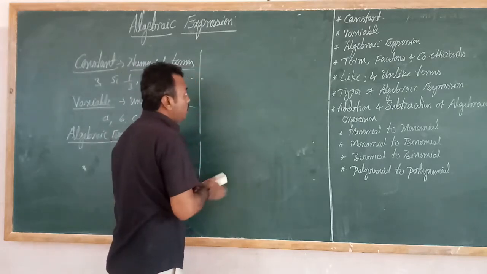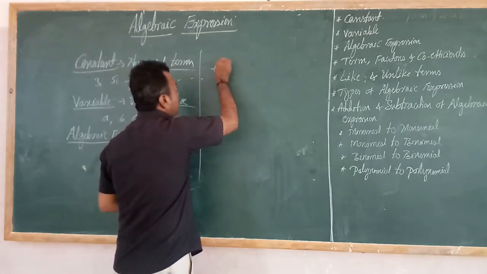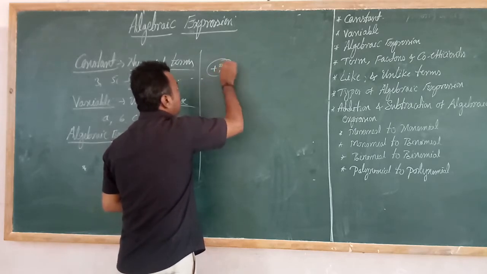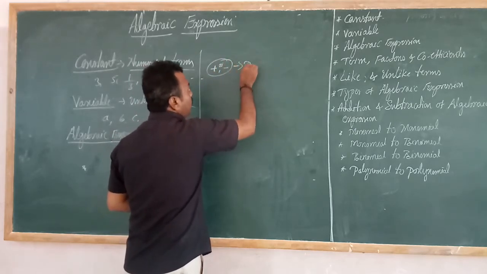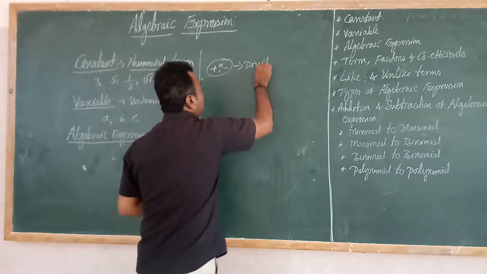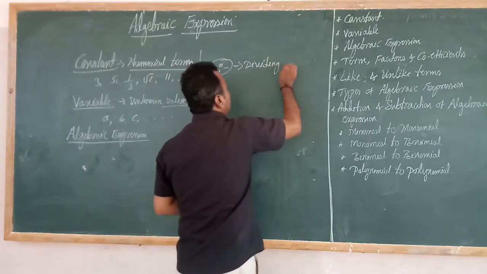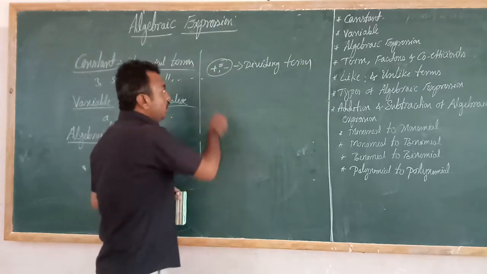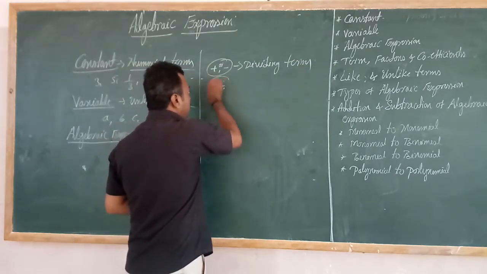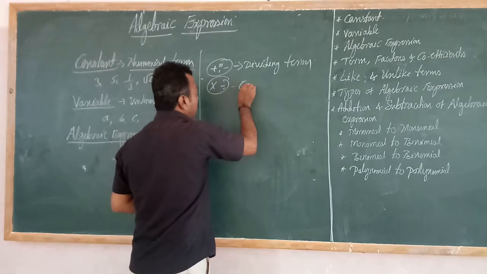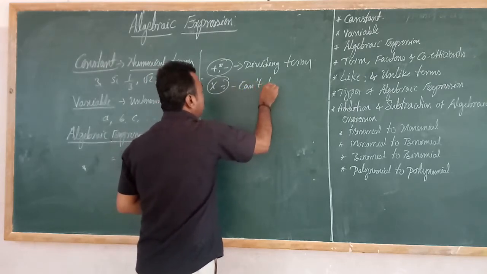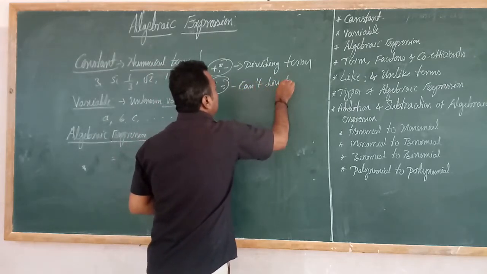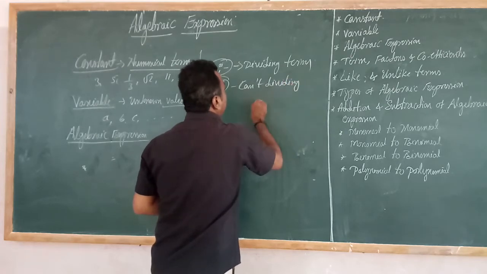So next, students, plus or minus, they divide into terms, dividing the terms. But into and divided by, it cannot divide in the terms. Dividing terms.